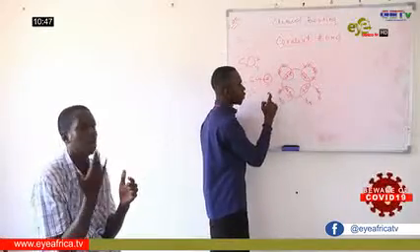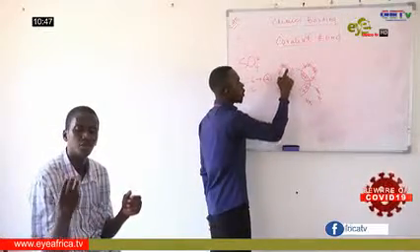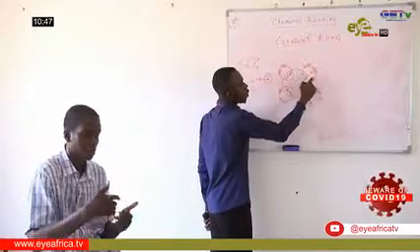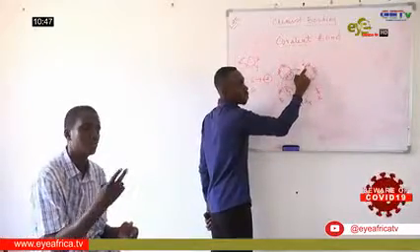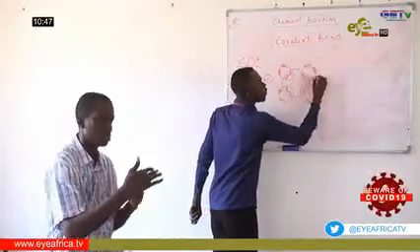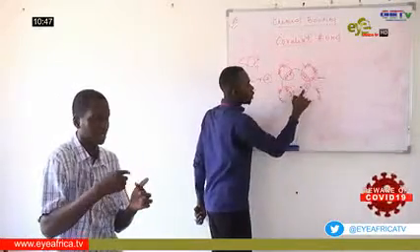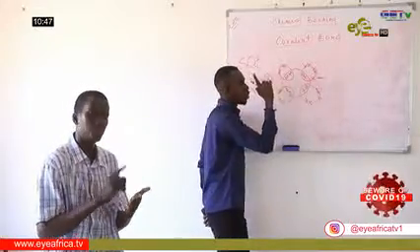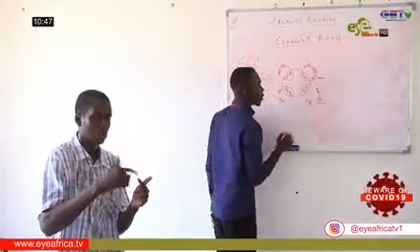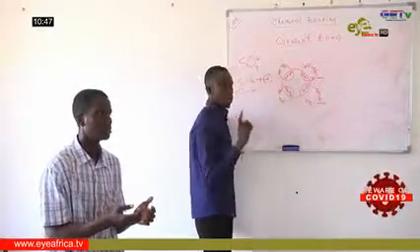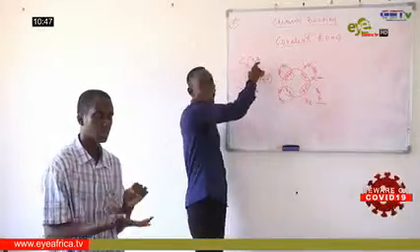Which is what? Stable. 1, 2, 3, 4, 5, 6, 7, 8. But in this case, we will have 1, 2, 3, 4, 5, 6, 7. So it needs 1 more to be stable. We put here minus. 1, 2, 3, 4, 5, 6, 7. It still needs 1 more to be stable. We still put there this minus. So now if you add this minus 1 and this minus 1, we end up having minus 2. That's why the charge here is also minus 2.